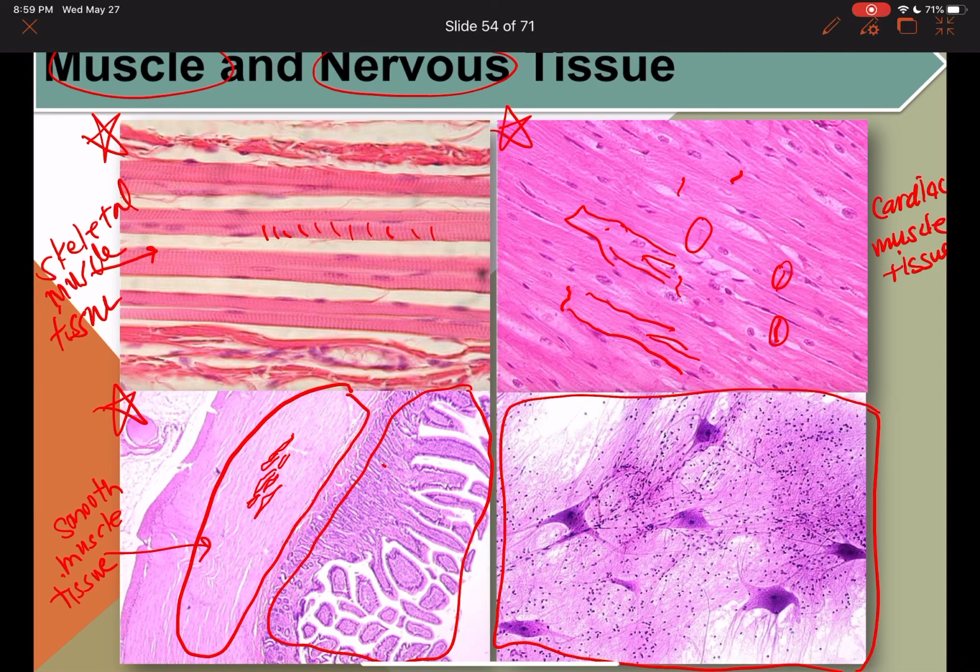Okay, and then for nervous tissue, the type is nervous tissue. The specific kind is also nervous tissue. There's no split of different types of nervous tissue. And then these are your neurons. Any of these alien-looking things like that, those are all neurons. And these dots all over the place are nuclei of your neuroglia cells that are supporting your neurons.